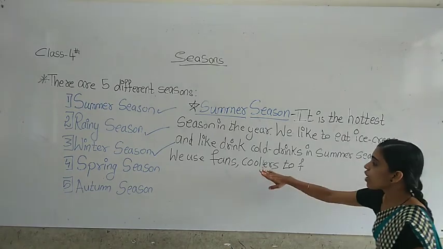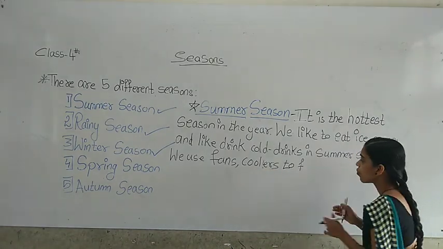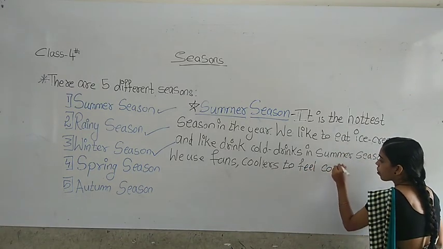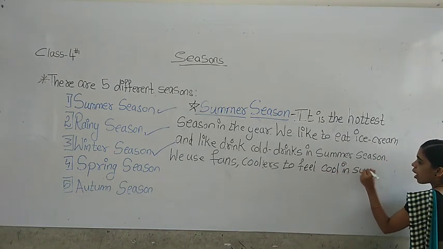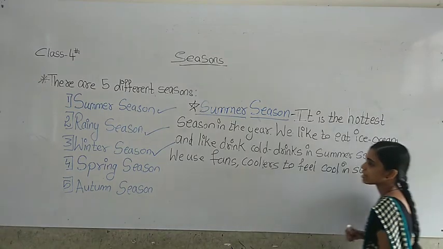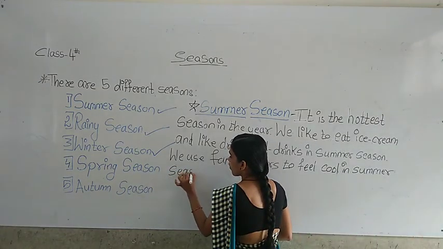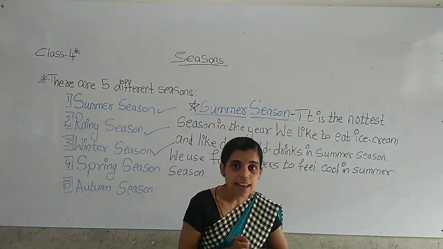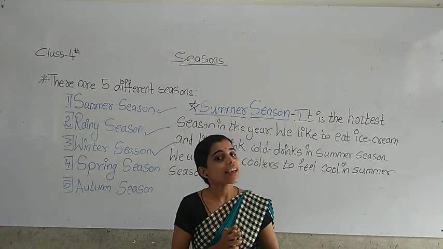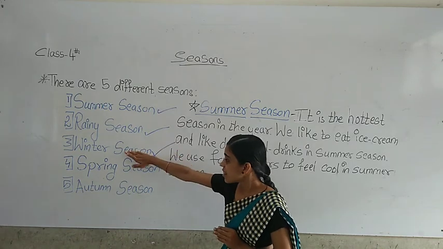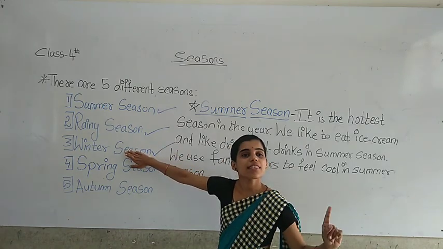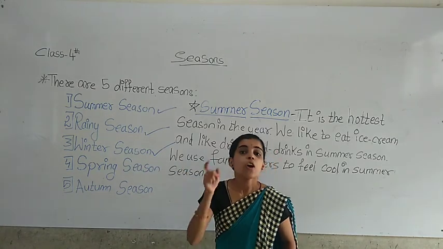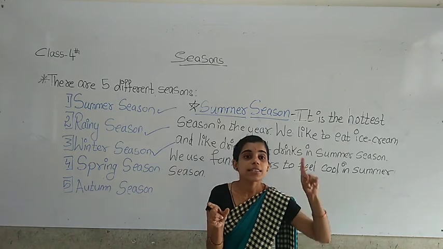So, we use fans, coolers to feel cool in summer. Summer season. So, we'll discuss about the summer season. Summer season is the hottest season in the year. And the winter season is the coldest season in the year. Don't get confused, children. Hottest season means summer season. Coldest season means winter season.